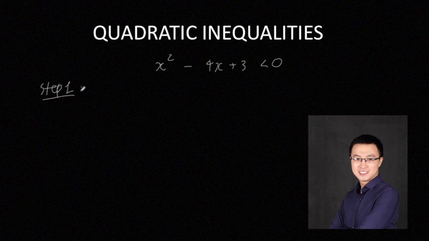In step 1, I will find the solution of this equation. I will find which values of x make the quadratic function equal to 0. You can use your calculator, or you can use the formula with the discriminant b squared minus 4ac to find x1 and x2. The result of this equation is 1 and 3.